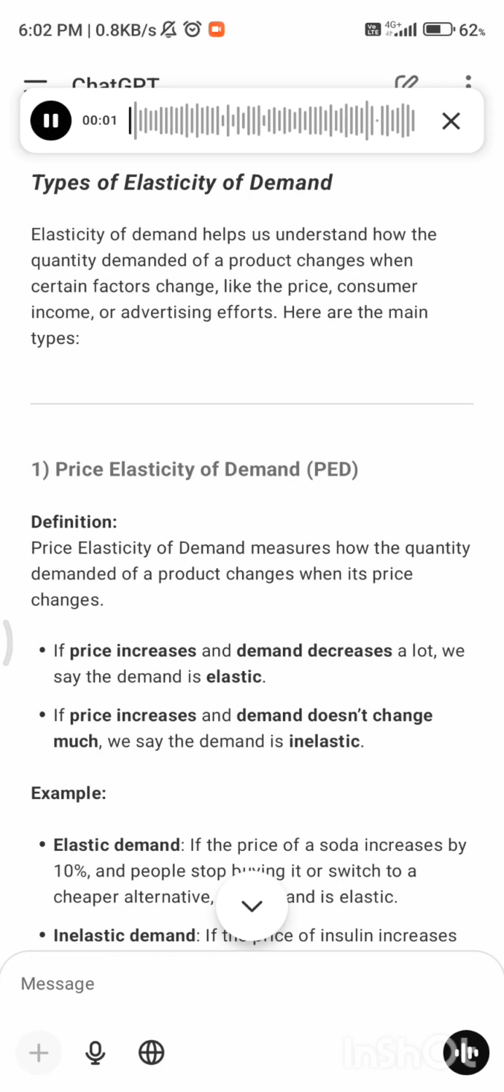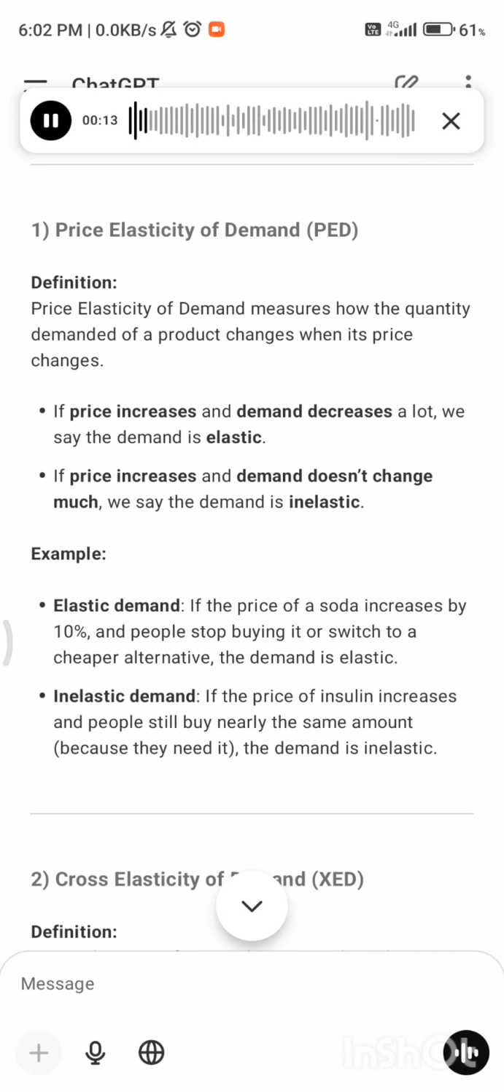Elasticity of demand. Elasticity of demand helps us understand how the quantity demanded of a product changes when certain factors change, like the price, consumer income, or advertising efforts. Here are the main types. 1. Price elasticity of demand. Definition. Price elasticity of demand measures how the quantity demanded of a product changes when its price changes.